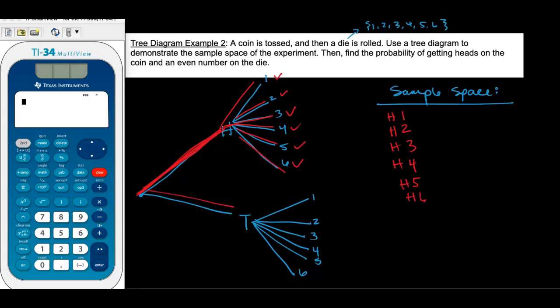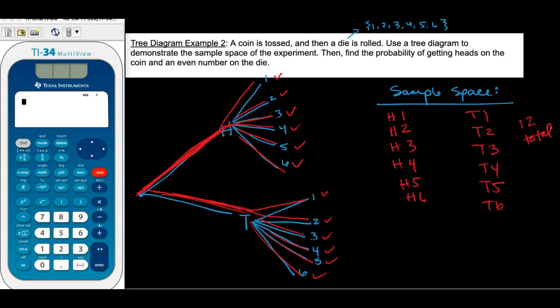And then I could get a tails and then a 1. A tails and then a 2. Could flip a tails and then a 3. A tails and then a 4. A tails and then a 5. And then a tails and then a 6. So we should have 1, 2, 3, 4, 5, 6, 7, 8, 9, 10, 11, 12. So there's 12 total possible outcomes. And if we count the ends of our branches, we should have 12. 1, 2, 3, 4, 5, 6, 7, 8, 9, 10, 11, 12, and we do. So that's a really good way to double check your work.